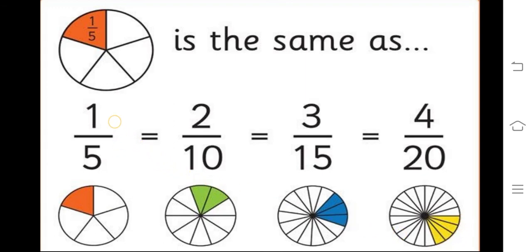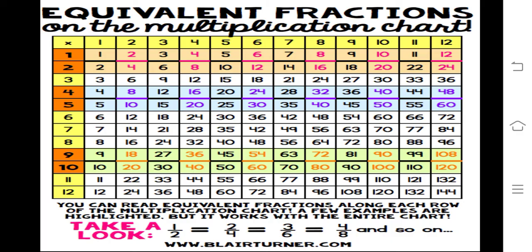Here also you will multiply this by 2. 2 1s are 2, 2 5s are 10. Next number, 3 1s are 3, 3 5s are 15. Both the same, you have to multiply. Take 4. 4 1s are 4, 4 5s are 20. So this is the way you are going to multiply and find the equivalent fraction.